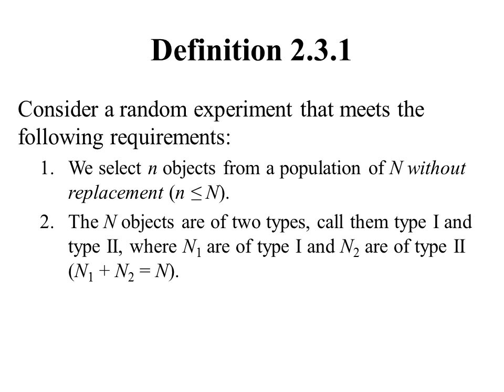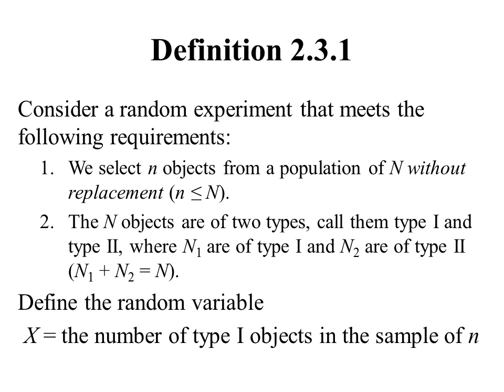Okay. So we're only dealing with a random experiment that meets these requirements. We're selecting some objects from a larger group without replacement. Notice the emphasis there on without replacement, and we have two types of objects. So we're going to define the random variable capital X to equal the number of type 1 objects in our sample of little n.